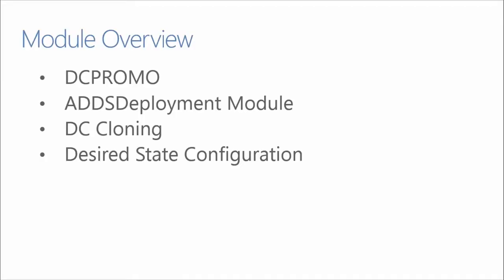Let me show you what we're going to talk about here. We're going to mention a little bit more about DCPROMO. We have a new module, of course, with PowerShell, and this is a much better way of setting up. You can do an entire forest and domain controllers. We also have something that Ashley's going to talk about, DC cloning. And then we're going to take a few moments to talk about one of the most important technologies in IT since the invention of the computer. I'm not kidding. Desired State Configuration.